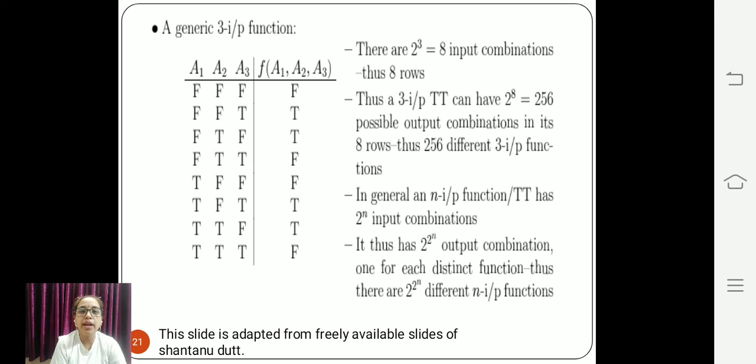Thus, there are 2 to the power 3, where 3 is the number of inputs, so that gives 8 input combinations, thus 8 rows. So the truth table can have 2 to the power 8, that is 256 possible output combinations in its 8 rows. Thus there are 256 different 3 input functions. In general, an n input function or truth table has 2 to the power n input combinations, thus has 2 to the power 2 to the n output combinations, one for each distinct function. Thus there are 2 to the power 2 to the n different n input functions.